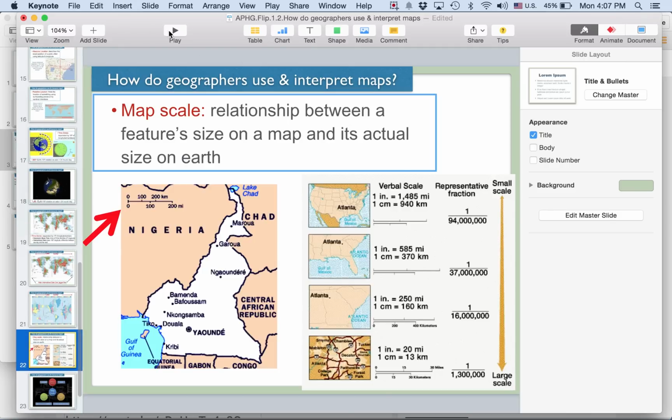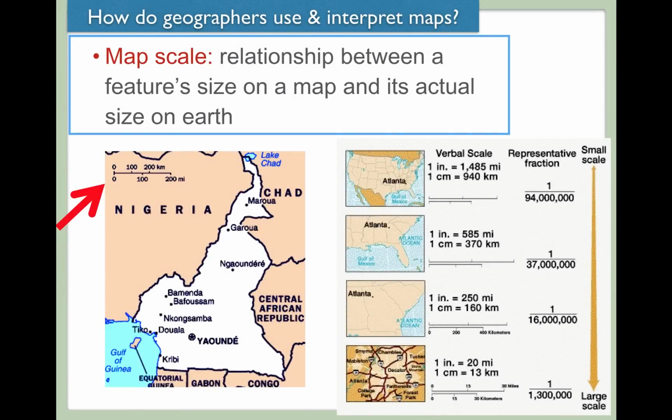Okay. Another key feature that geographers use and interpret on maps is scale. We have two key definitions of this term, scale. We're going to go with the easy one, the one you're probably more familiar with, first. The first definition I want you to put on the left-hand side is map scale. Map scale is the relationship between how big something is on a map and its actual size on Earth.